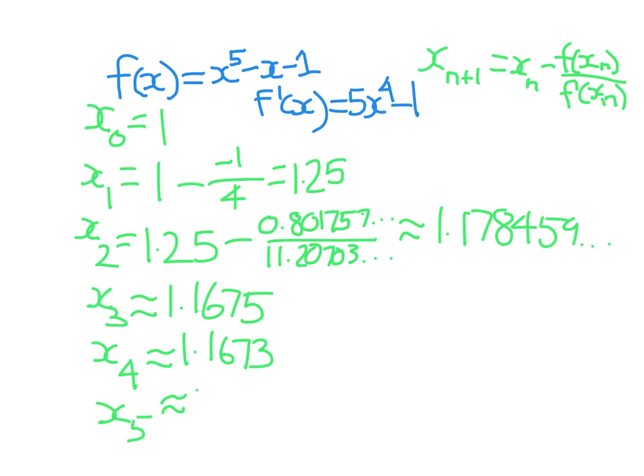Now it turns out if I keep doing these iterations, I get 1.1673 for x4, but I also get that for x5. So that means I can be confident in my answer to 4 decimal places because I got the same answer to 4 decimal places in 2 successive iterations. So that's where I know to stop. This is correct to 4 decimal places. We're done. We've found the root.